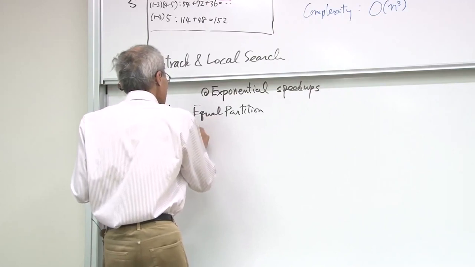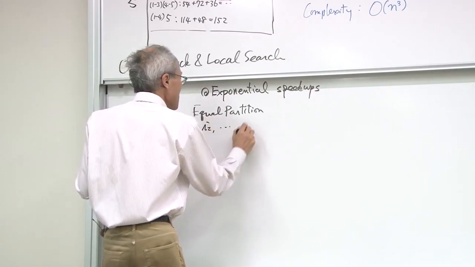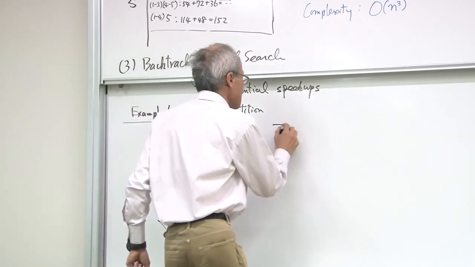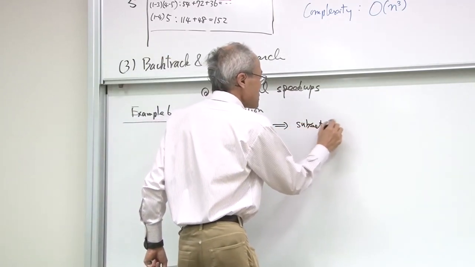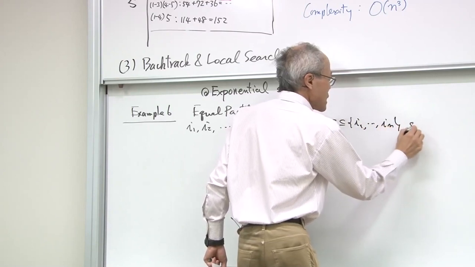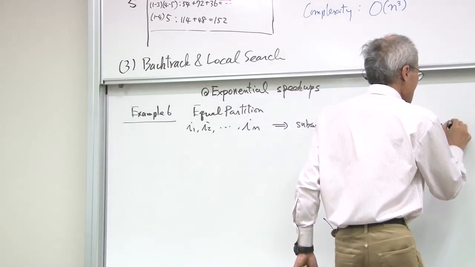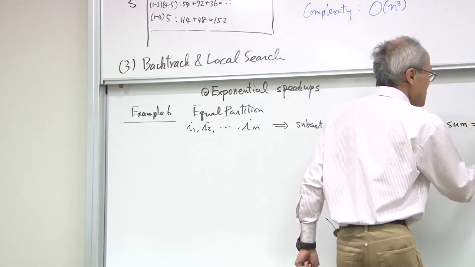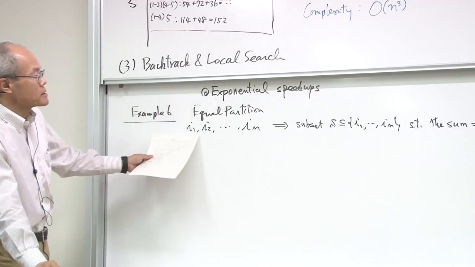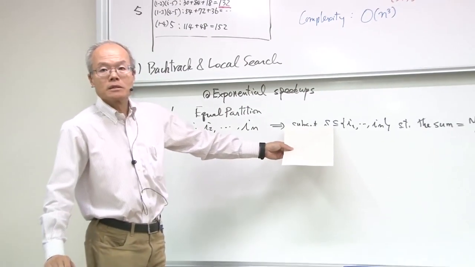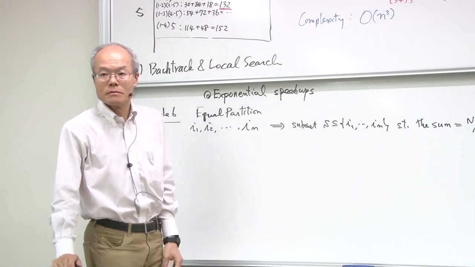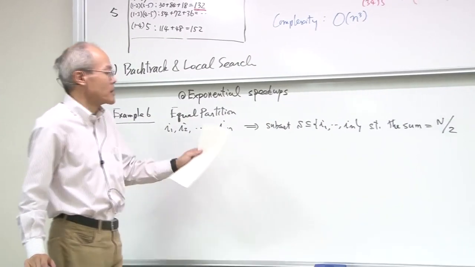Just remember, we are given I1, I2 through IN, numbers. And we want to find the subset S such that the sum is equal to n over 2. Do you remember this problem? We are given numbers, and we want to find the subset S such that the sum of this subset is exactly 1/2 of the total sum. So this is the equal partition problem.